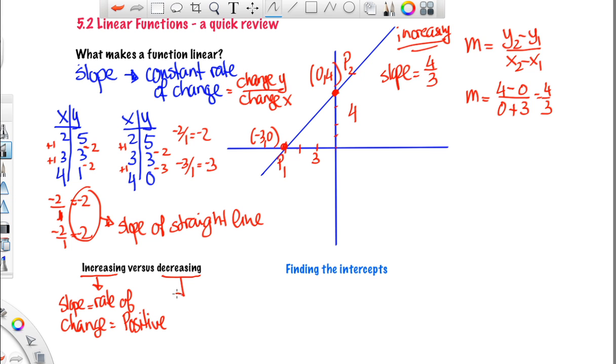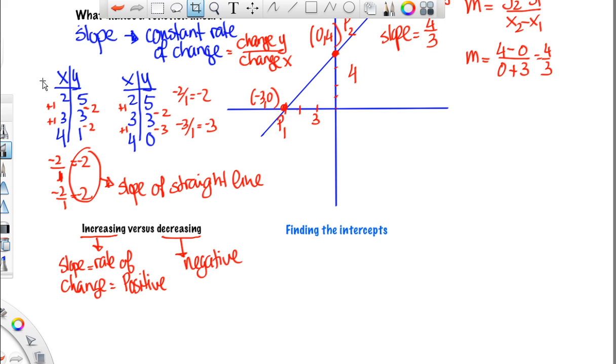It's decreasing if this is a negative slope. And we saw the decreasing one right over here. That's an example of a decreasing function.